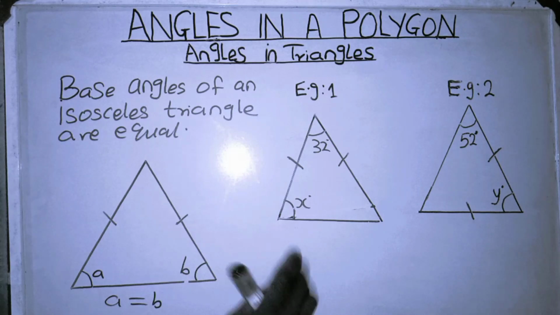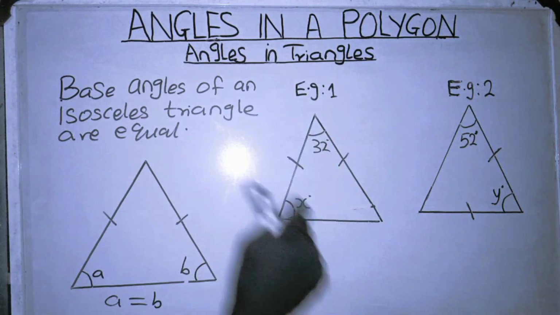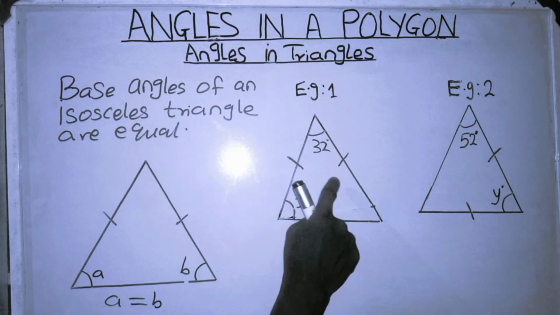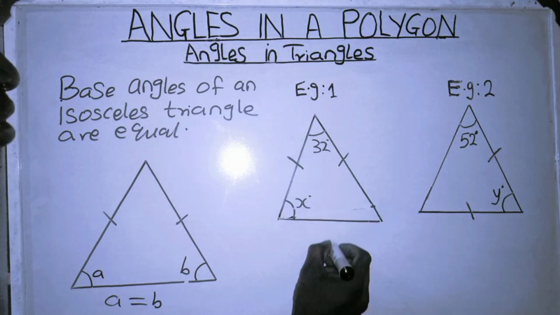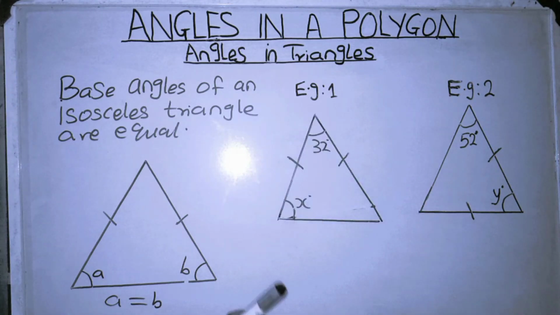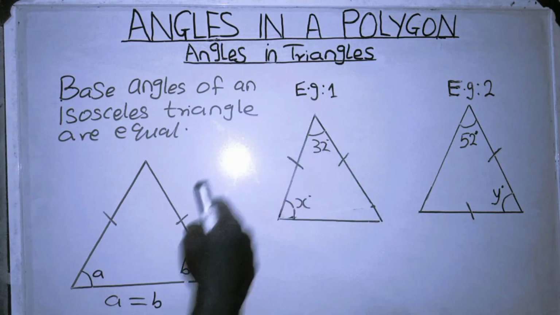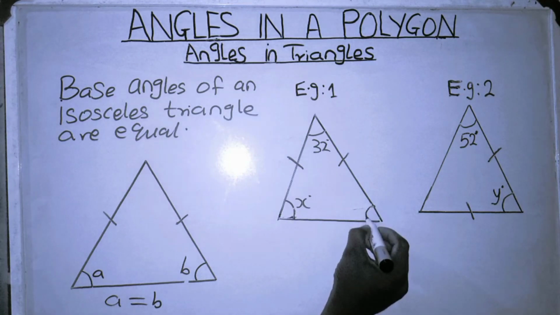Mind you, you don't concentrate on how long the lines are. So what tells you that the two lines are equal is actually the indicator. Once you see this indicator here, see another indicator here, if you see another one, that is to say that all the three sides are equal. But once you can see it on two sides, that is to say only two sides are equal. So therefore, these are the base angles of our isosceles triangle here. This one is the base angle.